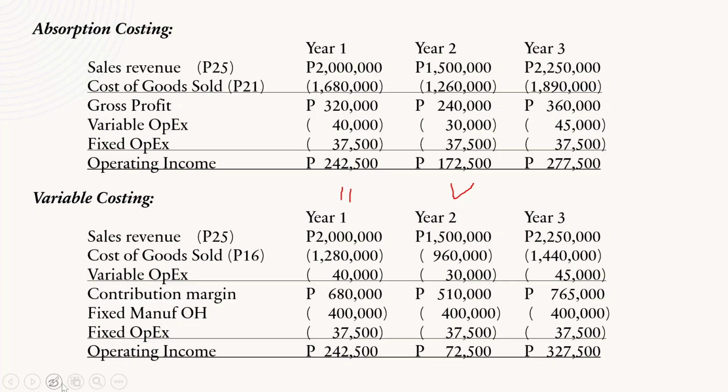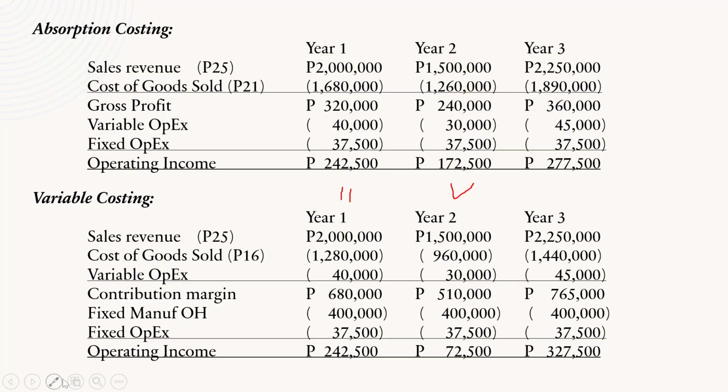So, in absorption costing, the portion of the fixed manufacturing overhead that is not yet sold will form part of inventory. So the amount expensed in COGS as far as fixed overhead is concerned is less than the amount expensed in variable costing. In variable costing, yung buong 400,000 in-expense na. Dito sa absorption costing, hindi pa yan in-expense. Naipon muna sa inventory.